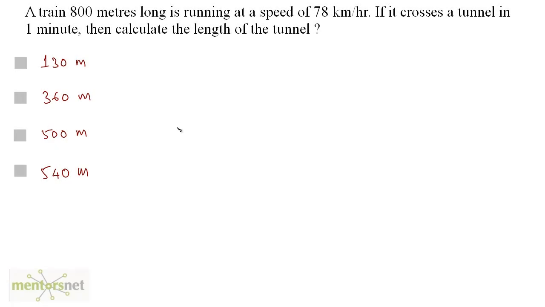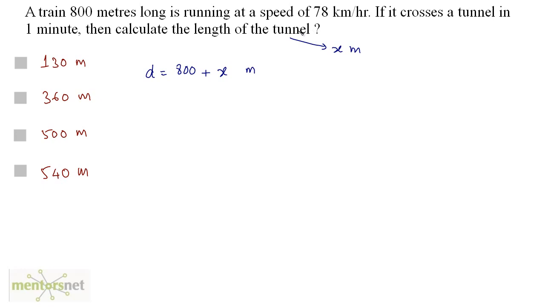A train 800 meters long is running at a speed of 78 kilometers per hour. If it crossed a tunnel in 1 minute, then calculate the length of the tunnel. First of all, let the length of this tunnel be x meters. Now, in order to cross this tunnel, the train will have to move the length of the tunnel as well as its own length. So the distance is equal to the length of the train, that is 800 meters, plus the length of the tunnel, that's x meters.